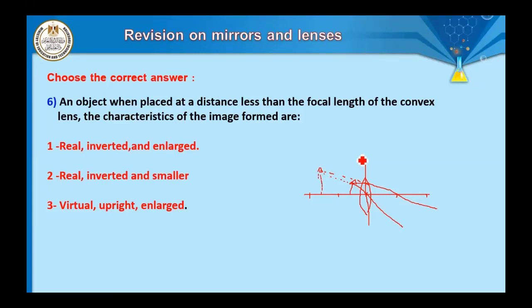What are the properties of this image? Number one, virtual. Why virtual? As it is formed due to the intersection of the extensions of refracted light rays. The size or the length of the image becomes greater than the object, so it is enlarged. And it is upright, with the same arrangement as the object. So the correct answer: virtual, upright, enlarged.